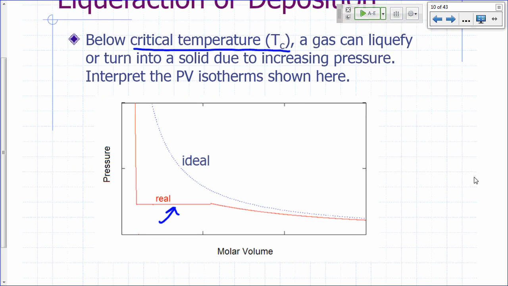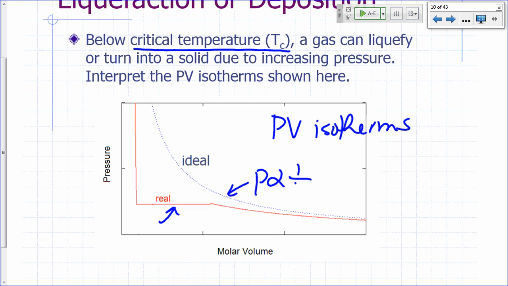Let's try to understand what these curves look like. This is the plot that you would get at a constant T. These are what you call PV isotherms. These graphs right here are a plot of pressure versus volume at constant temperature. So what does this ideal curve say? Pressure is inversely proportional to volume, right? That's Boyle's law.